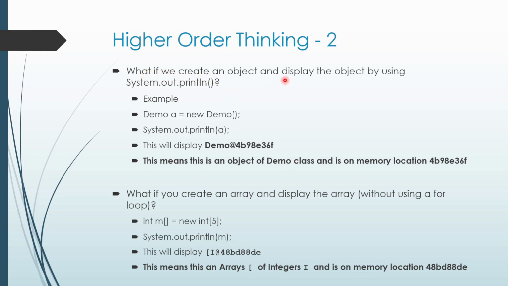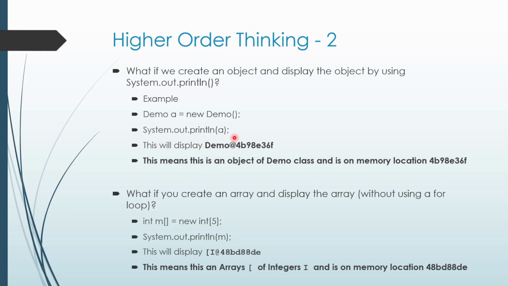What if we create an object and display the object by using system.out.println? For example, I'm using an object here. There's no array here. So I need you to understand this. When I say demo A is equal to new demo, that means it creates an object called A. Now, instead of displaying A dot something, I just say system.out.println A. So I just display the object as it is.